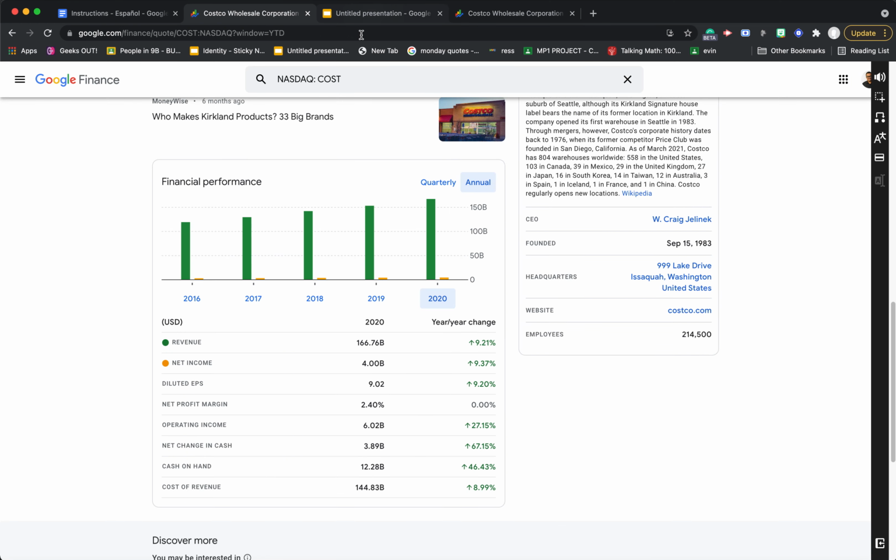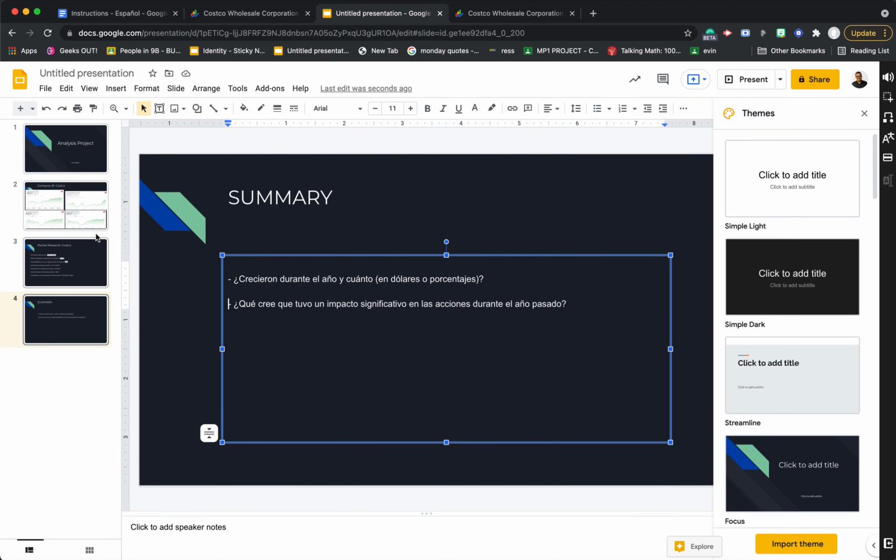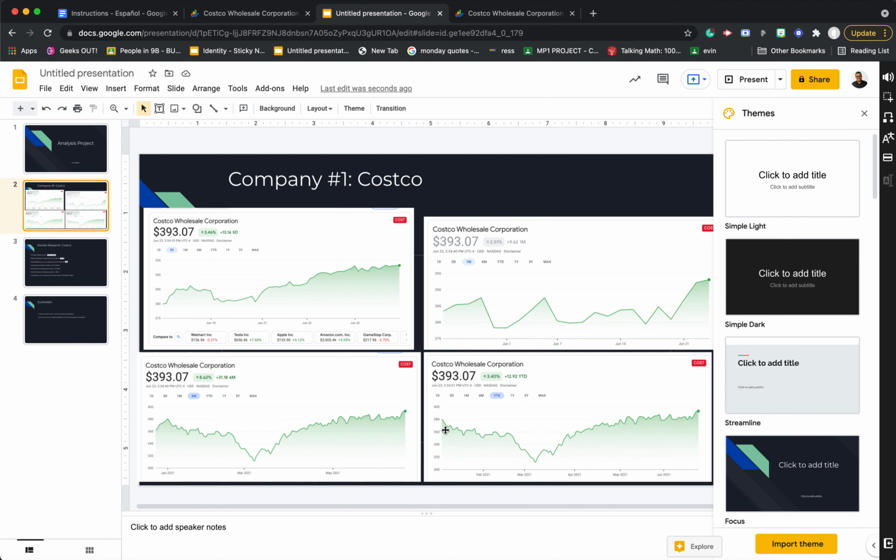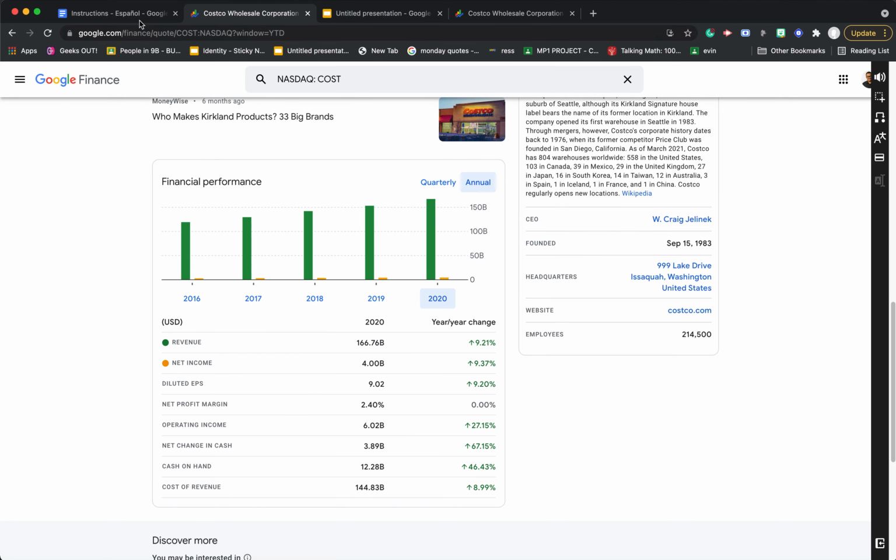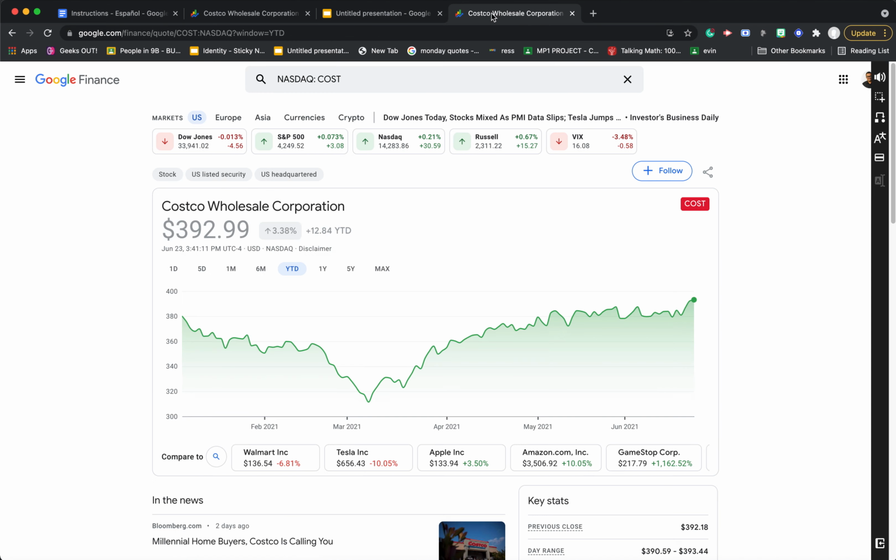So if you look at the charts, we're only going to look at the past year, right? And we noticed that the price dropped down to about $310. And then it started increasing. At the beginning of the year, it was at 380, and now it's at 393. So let's say we can do a quick little analysis of this, and this goes here.